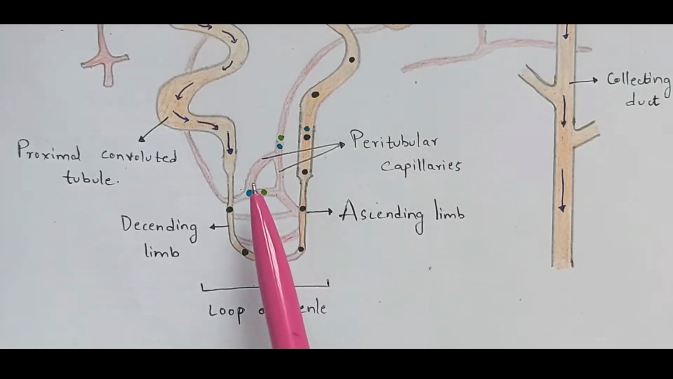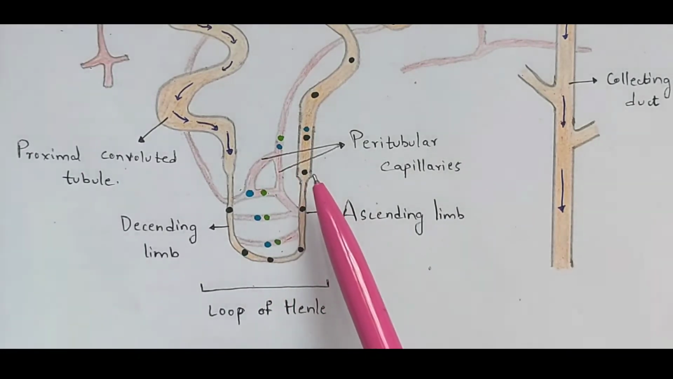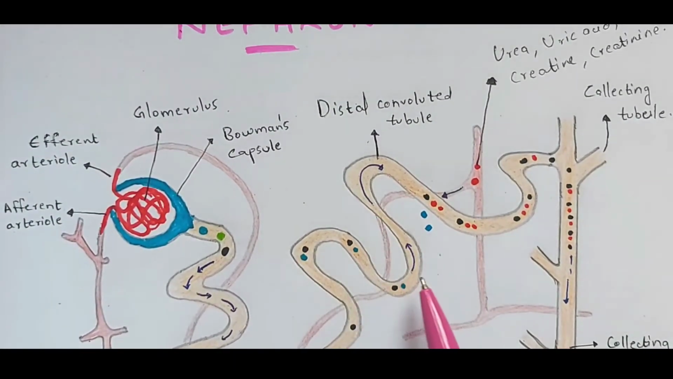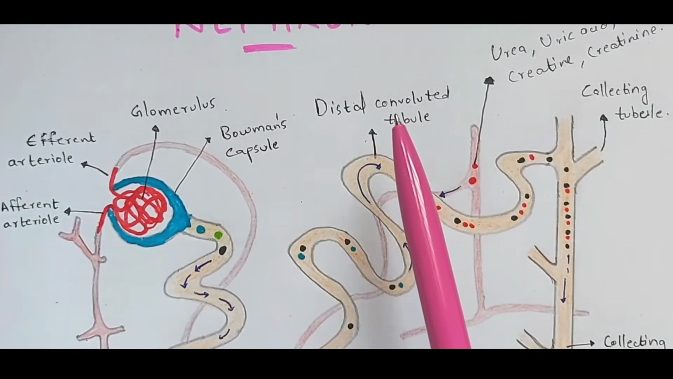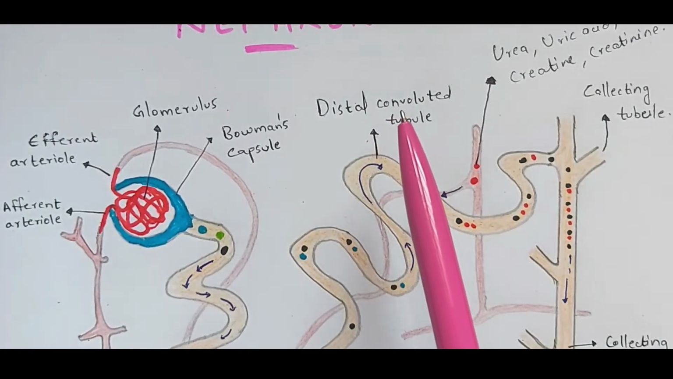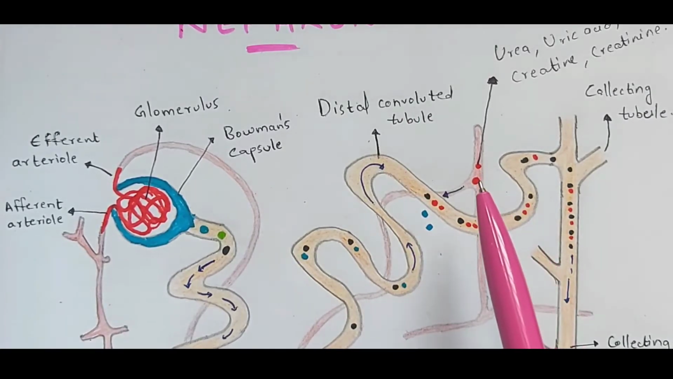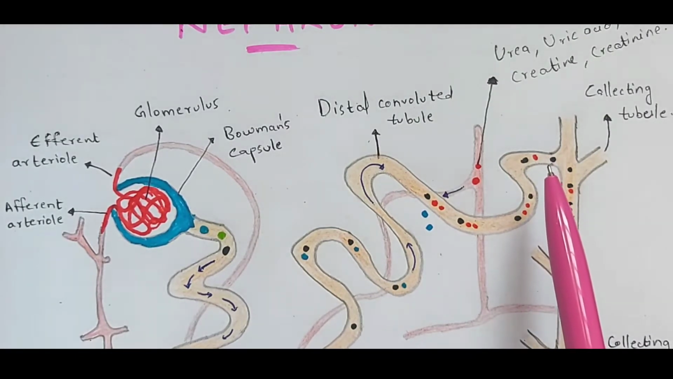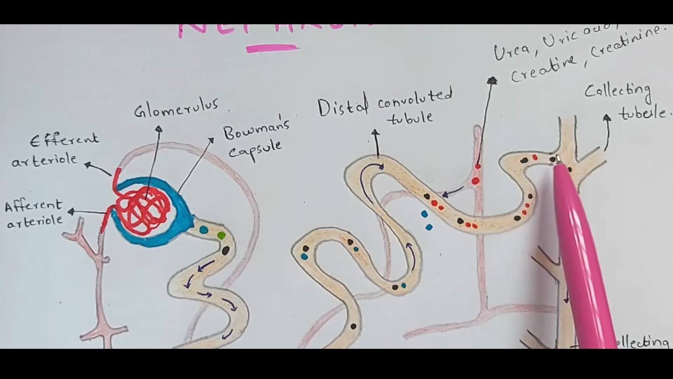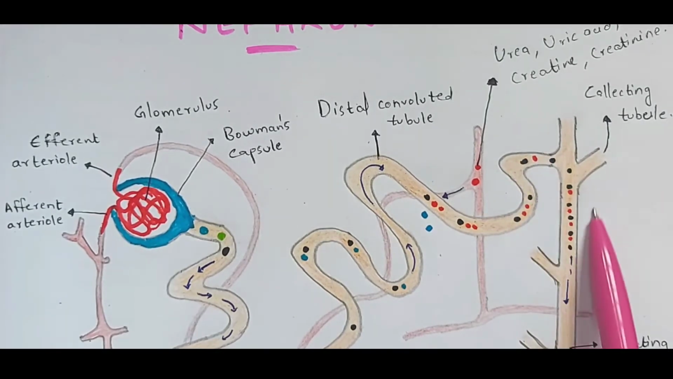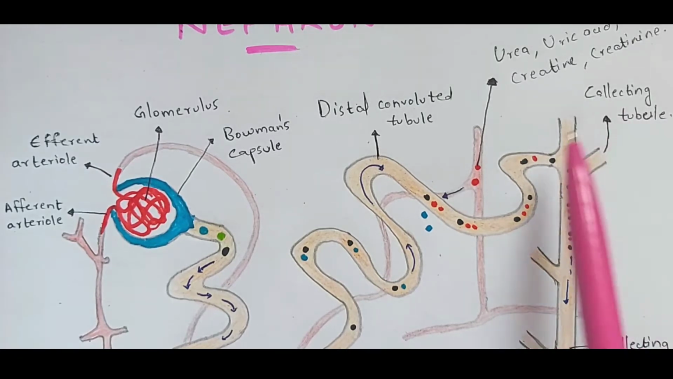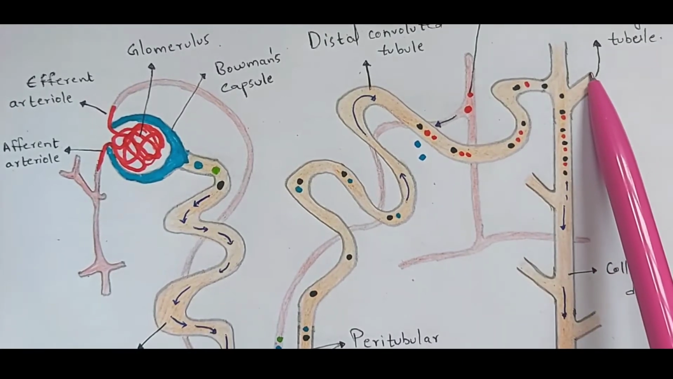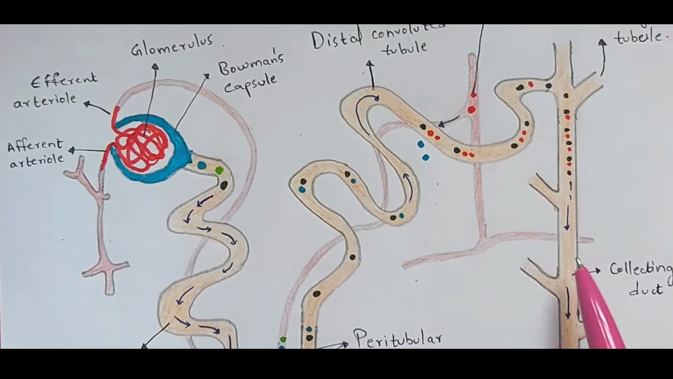Once all of these molecules reach the ascending limb, they enter the next part, the distal convoluted tubule. This whole region is called the distal convoluted tubule, shortly also called DCT. Okay, and after this distal convoluted tubule, it leads to the collecting duct. The region where the distal convoluted tubule gets attached to the collecting duct is called the collecting tubule. As you see in the diagram itself, there will be many collecting tubules. This is one collecting tubule, here is another, here another, and here another.